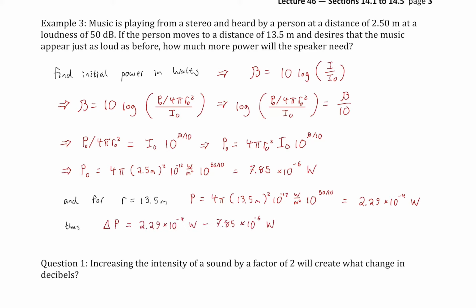And then our difference is going to be our 2.29 watts. So I guess that would be 0.2 milliwatts, or you could also think of this as, well, let's see, that would actually be 229 microwatts minus 7.85 microwatts. And this one's so small, it's hardly going to affect the number, and we're left with 221.